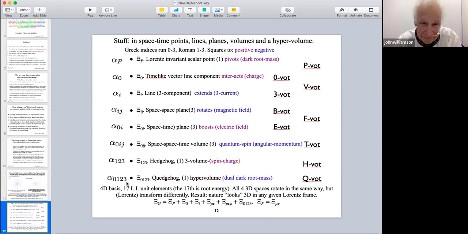So there we go. Here's the three of space. Here's the three of space-space. Here's the three of space-time. But there's another three. The other three have one component missing, alpha 0, ij. So that's missing the k. It's 0, 1, 2, 0, 2, 3, 0, 3, 1. These are elements of quantum spin.